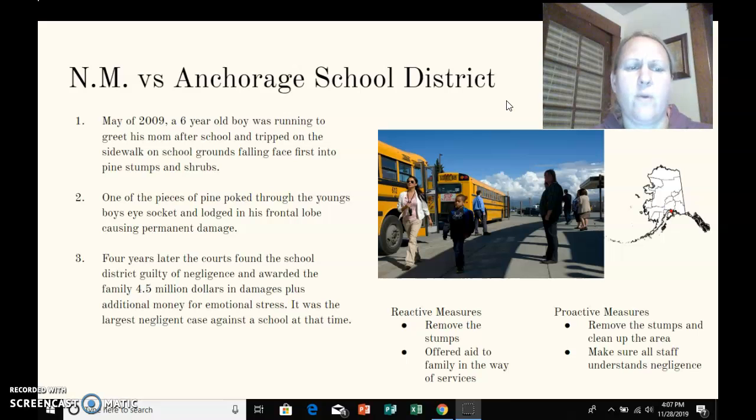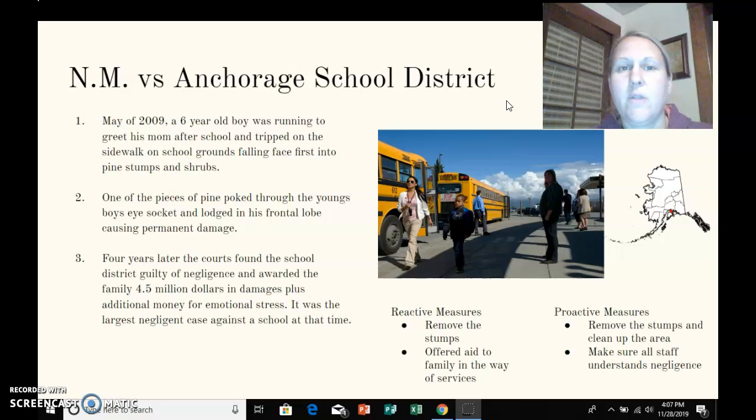The trial went on for a while. 4 years later, the courts finally settled and found the school district guilty of negligence and awarded the family $4.5 million in damages, plus additional money for emotional stress. It actually was the largest negligence case against a school at that time.